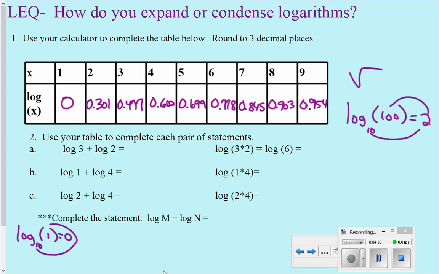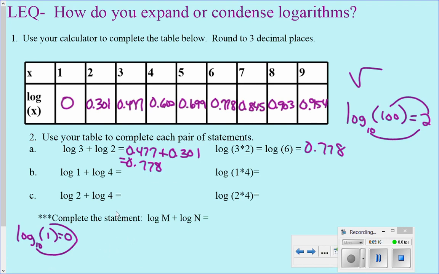Okay, so now I have the values. So the next thing we did here in part 2 was just use the table. So go up to log of 3, which is 0.477, and add it to log of 2, which is 0.301. And when I add 0.477 to 0.301, I'm getting 0.778. Next I'm going to do 3 times 2 is 6, so I'm going to look at the log of 6, which is 0.778. Again, I'm just using the table to get that. And we're noticing, oh, they're the same.